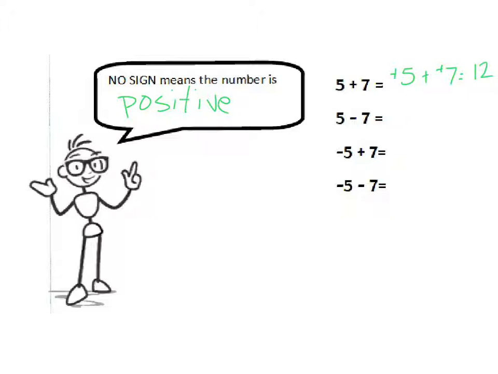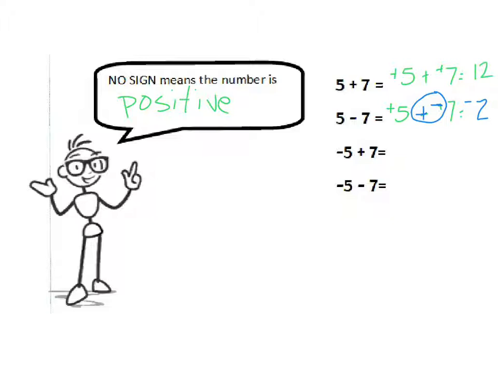Now looking at the next one, we have a positive 5 minus a positive 7. Well, we already talked about I don't like doing subtraction problems. So what I'm going to do is change both of these signs. So now what I have is positive 5 plus negative 7. I'm adding. My signs are different, so I actually need to subtract. Well, 7 minus 5 is 2. My bigger number is the 7, and it's negative.